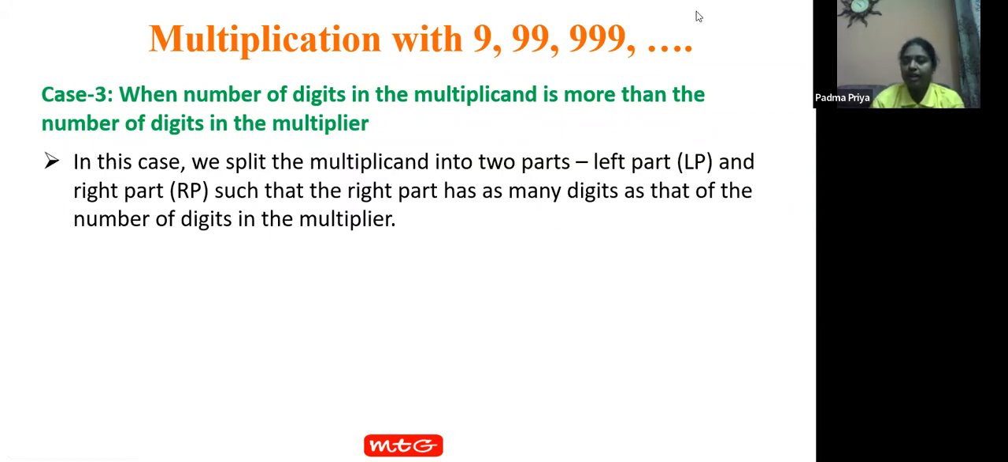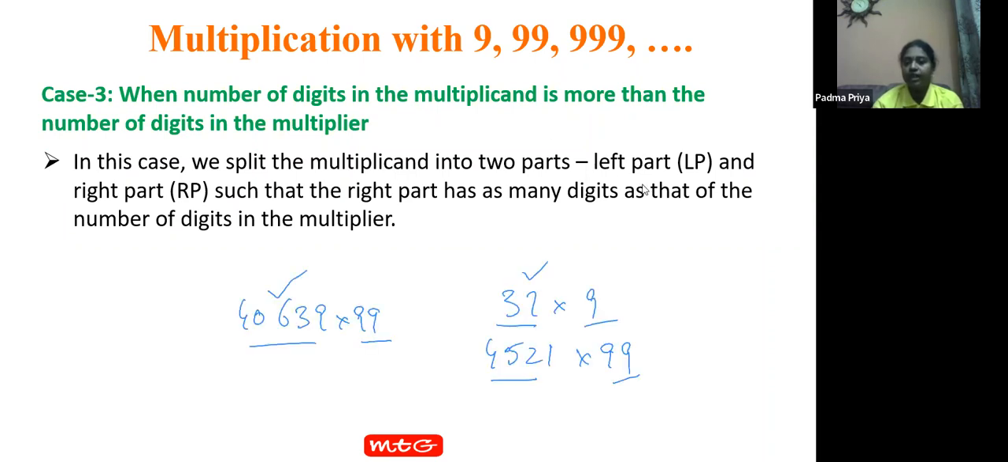Whatever the multiplicand you have, children, observe properly, split the multiplicand into two parts. You have to split the multiplicand into two parts. And how should you split it? You should make one a left part and the other a right part: LP and RP.